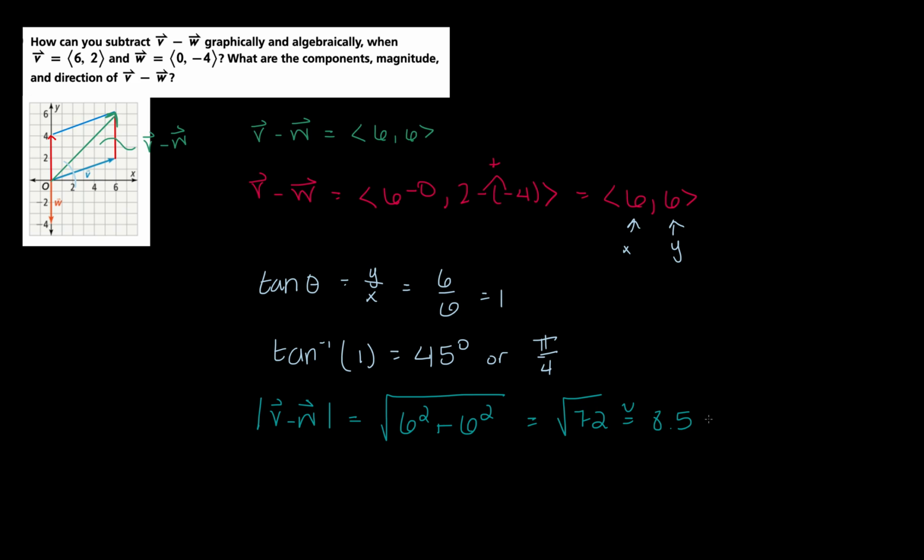Okay, so subtracting the vectors graphically or algebraically results in the same difference. So we get the vector 6, 6. The magnitude of vector v minus vector w is 8.5, and the direction is 45 degrees.